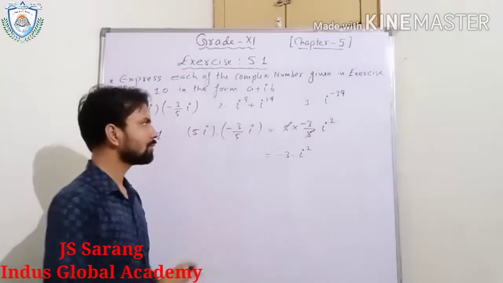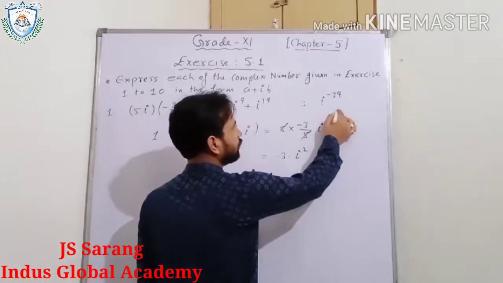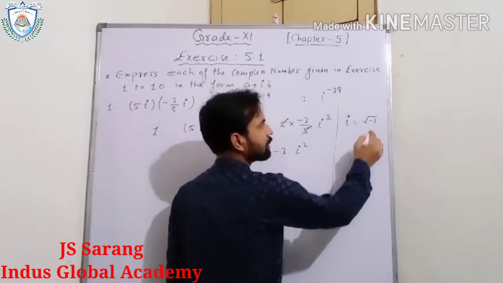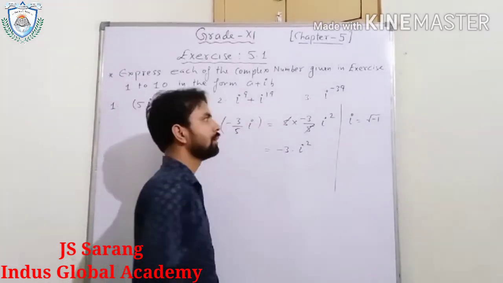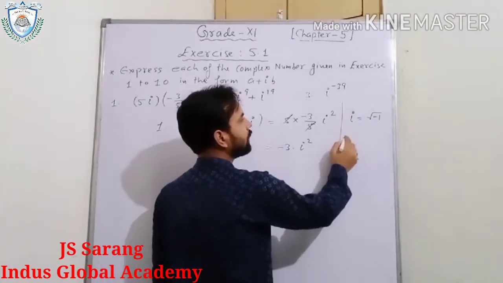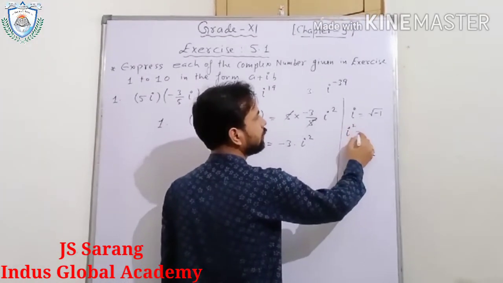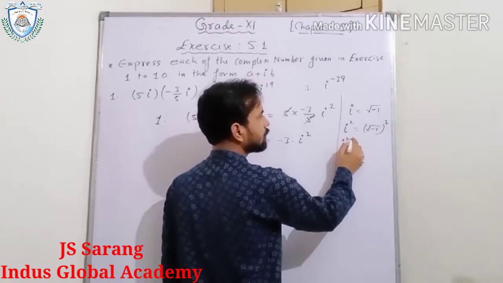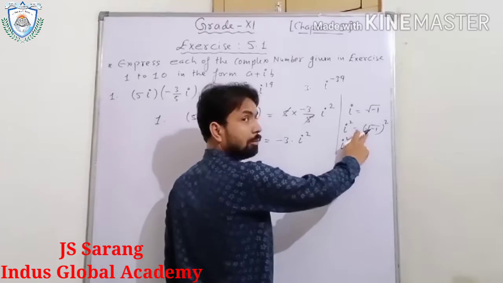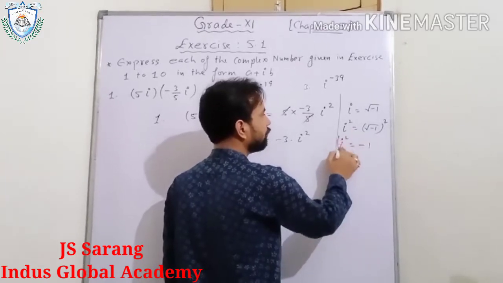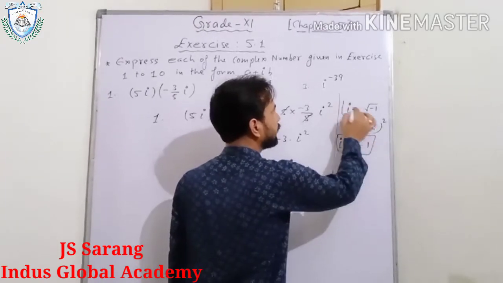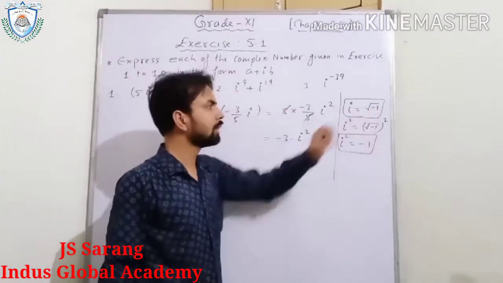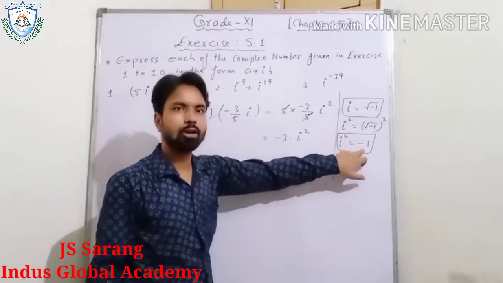Got it? Now see, I told you that the value of iota is square root of minus 1. Understood? So if we want to find the square of this, beta, i square will be square root of minus 1 whole square. So i square gives you, the square root symbol will be removed, minus 1. So you have to keep in your mind the value of iota is under root minus 1 and the value of i square is how much?